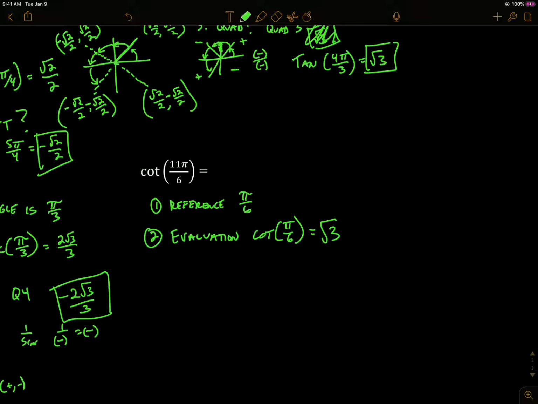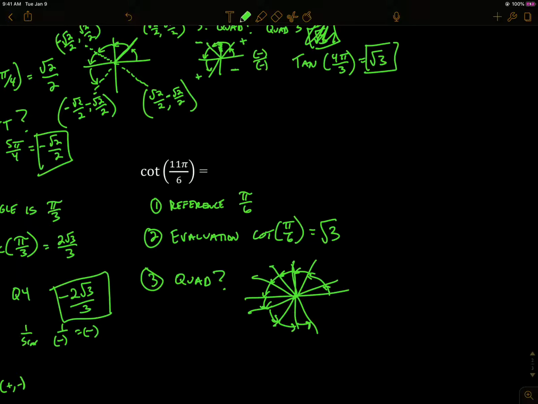And then I need to know what quadrant my original angle is in. 11 pi over 6. So we got our pi over 6s. We got 1 pi over 6, 2 pi over 6, 3, 4, 5, 6. Put my little arrows as I count. Then I got 7, 8, 9, 10, 11, and we're 1 away. So I should have drawn that a little better. 11 pi over 6, we're 1 away from a full rotation.